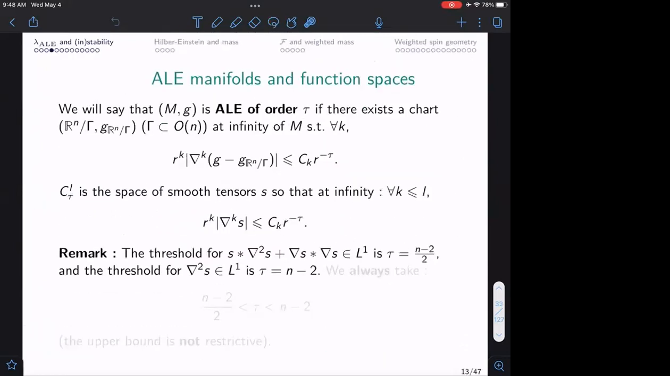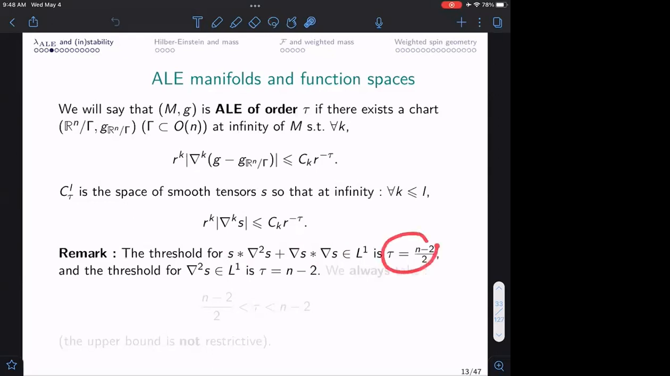And I want to add something about the threshold for this tau, which is the typical one in mass questions. We will be integrating scalar curvature and things like this, and the nonlinear terms will be like this. We want them to be integrable. Otherwise, your nonlinear terms are larger than your linear terms, and you can't say anything through perturbative arguments.